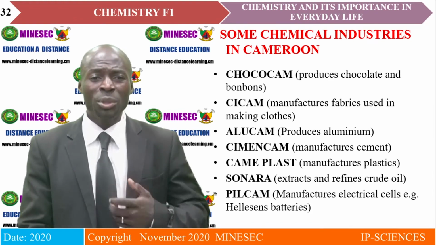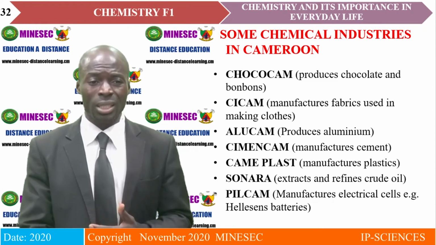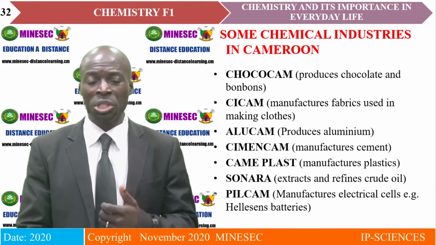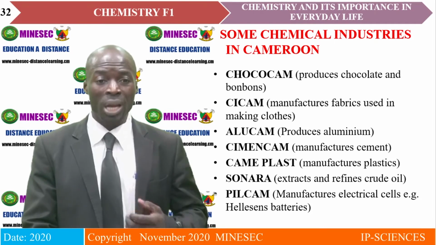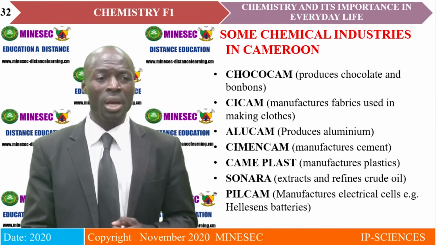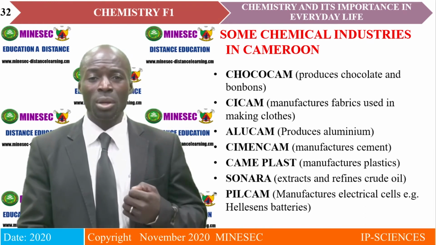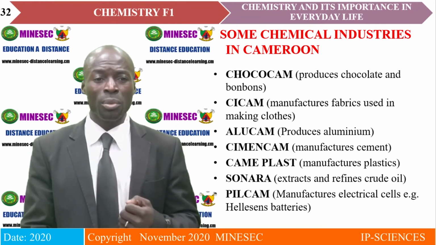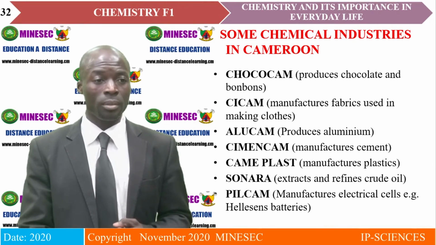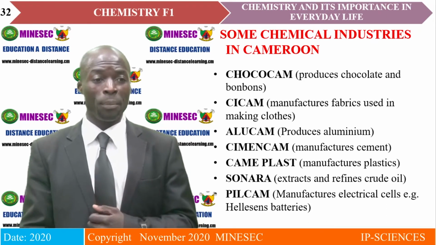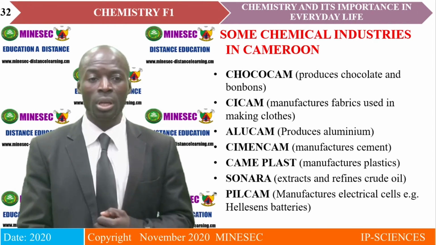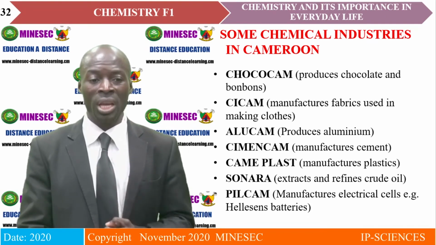We go to Sikam, which produces clothes, Kamplast, that manufactures plastics used in the manufacture of many substances such as plastic plates, plastic buckets, and others. We have Sonera, which is located in Limbe, that extracts and refines crude oil into usable products such as petrol, engine oil, and others. And we have Pilcam, that manufactures electrical cells such as the Helison batteries and the Goldstone batteries used in our torches.